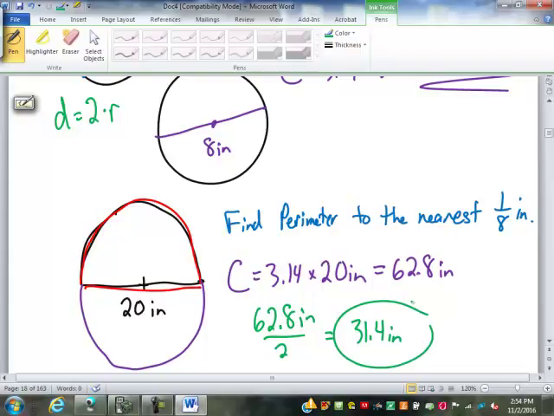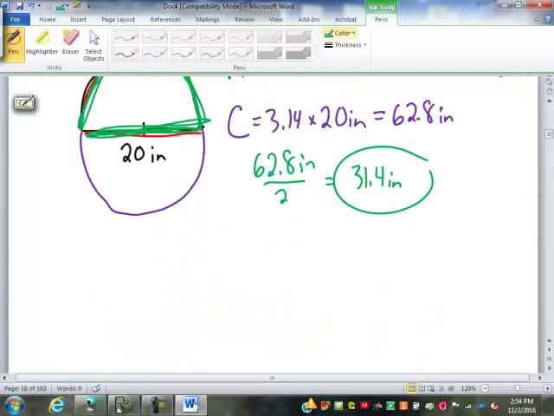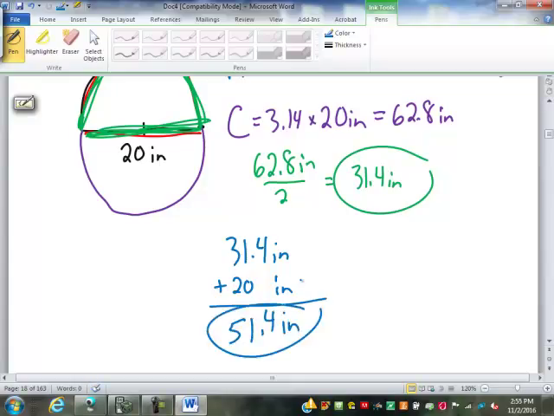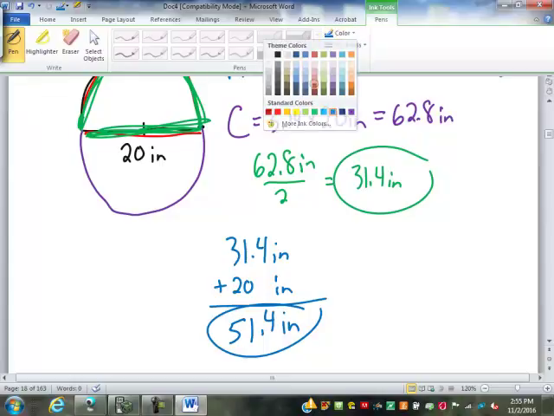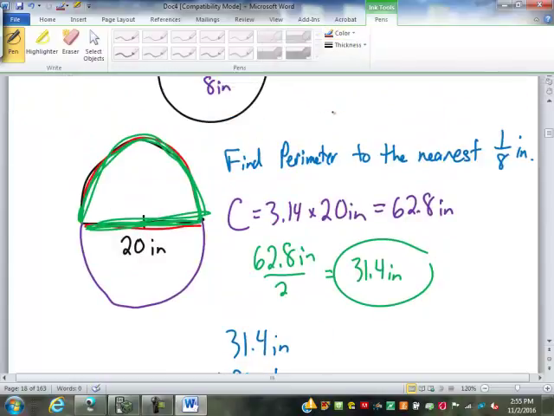That, however, is not yet our answer because that's just giving us the distance from here to here, the outside edge of the circle. We still have to add back in this distance for that edge of the half circle, the 20 inches. So we do 31.4 inches plus 20 inches is 51.4 inches. Is that our answer? No, why? What else? What do we have to do to it?